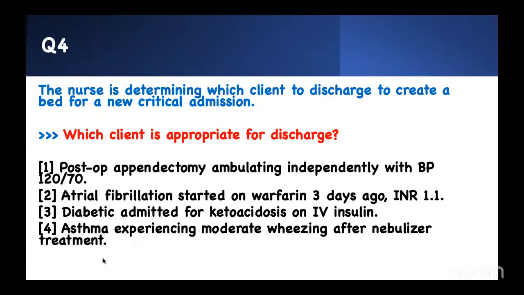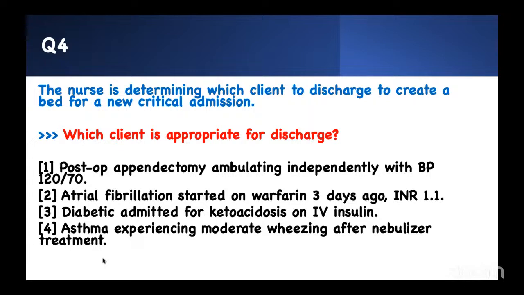Post-op appendectomy: I already had surgery, I'm walking around, my blood pressure is normal. Should I go home? I have AFib and I've been started on warfarin. My INR is 1.1. Should I go home? I have diabetes, admitted for ketoacidosis, and I'm receiving insulin. Should I go home? I have asthma, experiencing moderate wheezing after nebulizer treatment. Should I go home? Whose condition is stabilized?